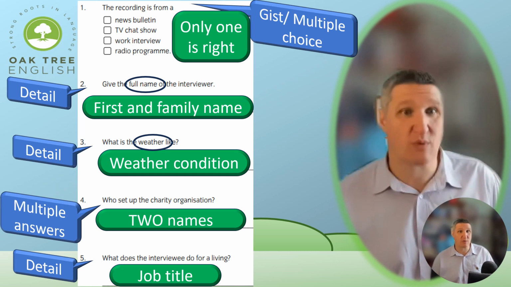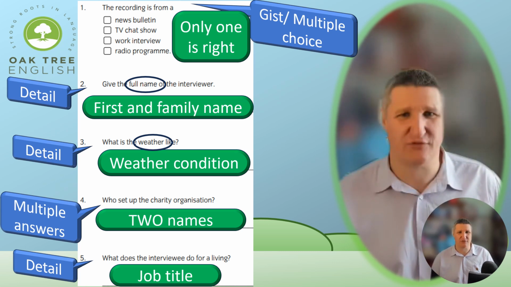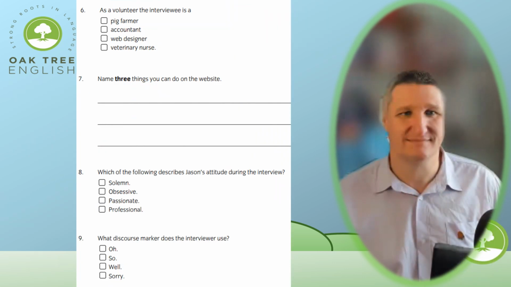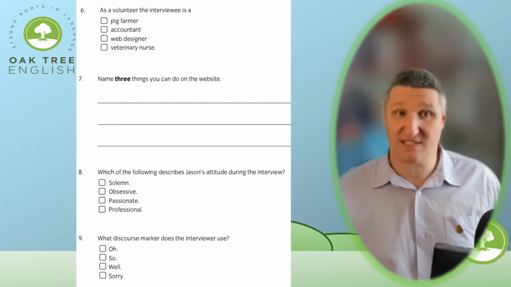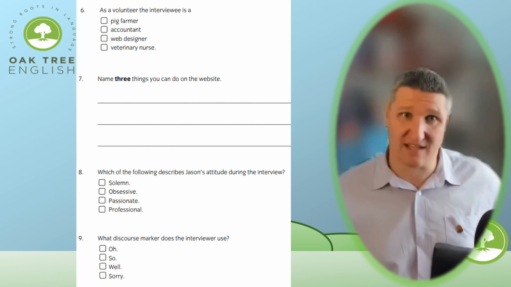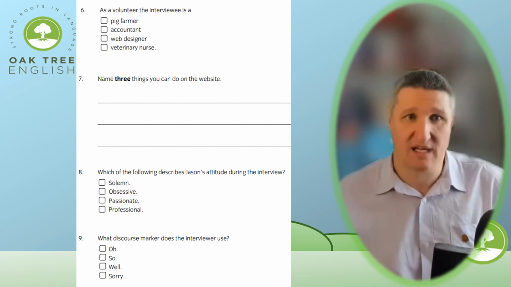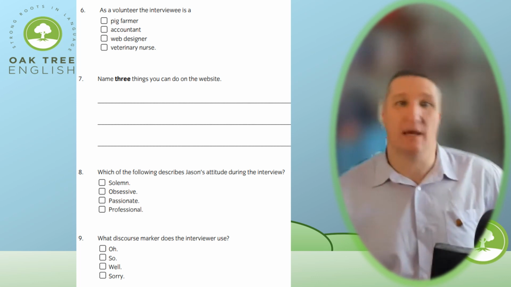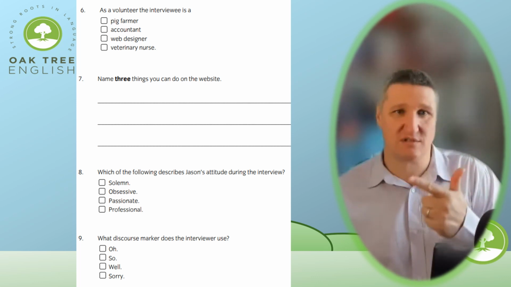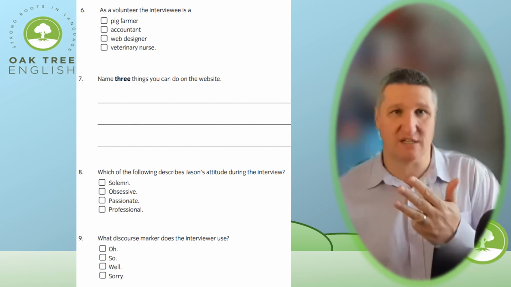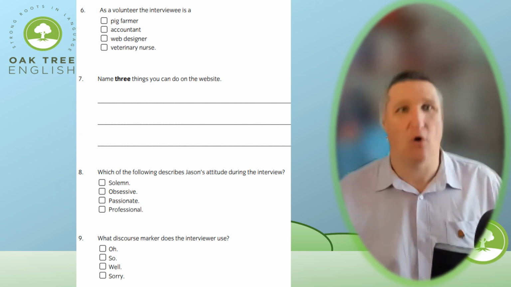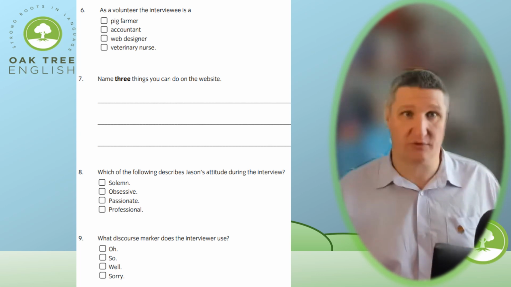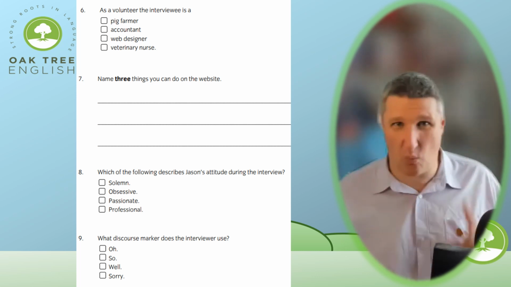We're over halfway through the questions. Let's look at the last 4. Question 6, in this case, is another multiple choice question. As a volunteer, the interviewee is a pig farmer, accountant, web designer, or veterinary nurse. All of these jobs and roles will be mentioned, but only one is right.